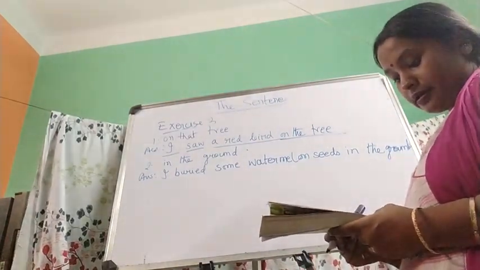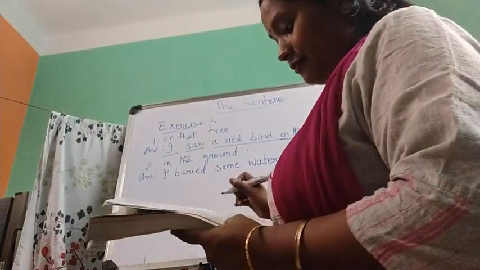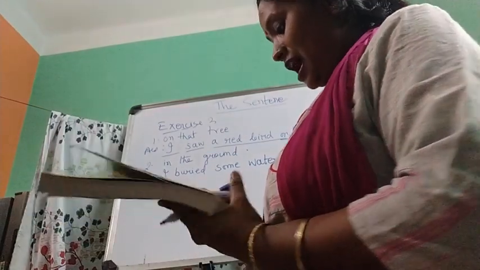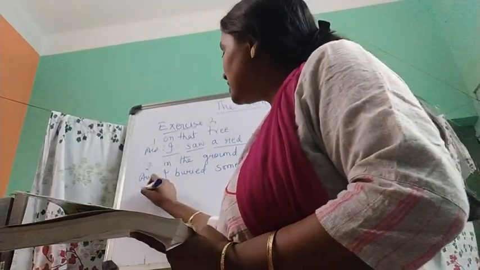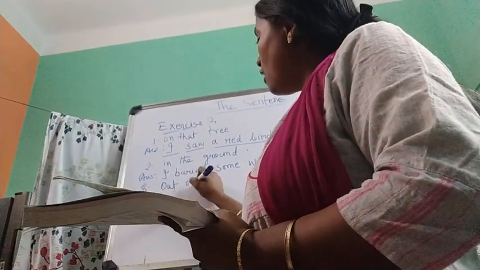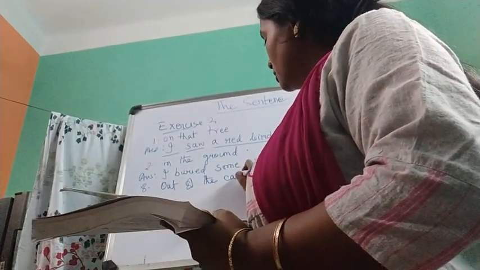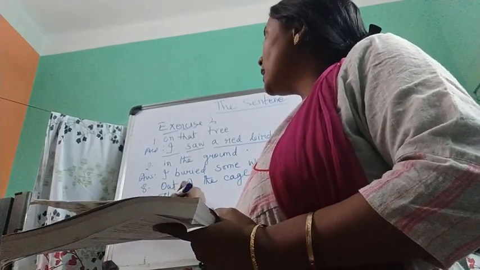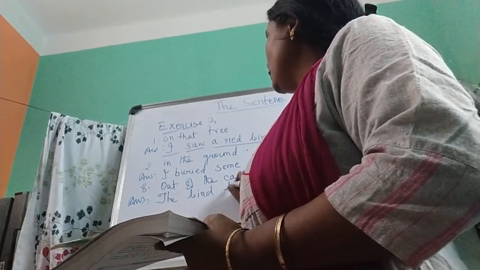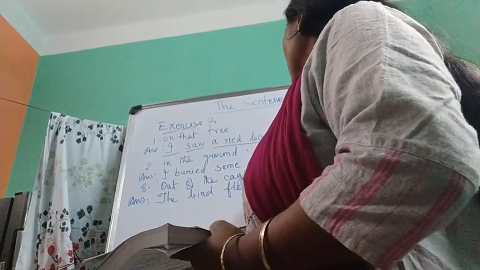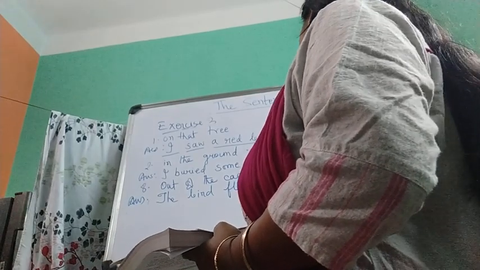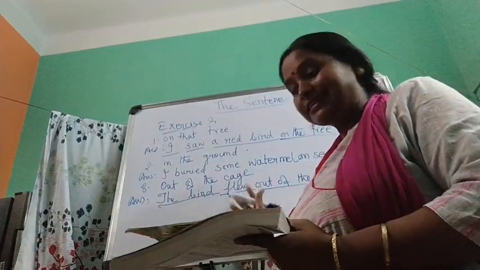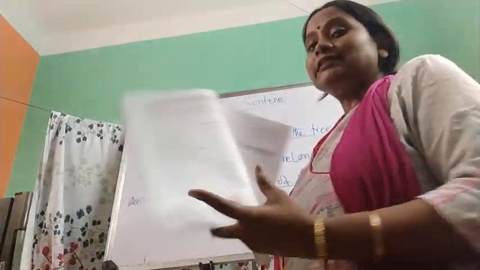Okay, I'll do number 8. Out of the cage. What can you write with this one? You can write, say, the bird flew out of the cage. You see, there is a verb, the subject, and the entire predicate is here, so it is a sentence. Now, this chapter is completed.